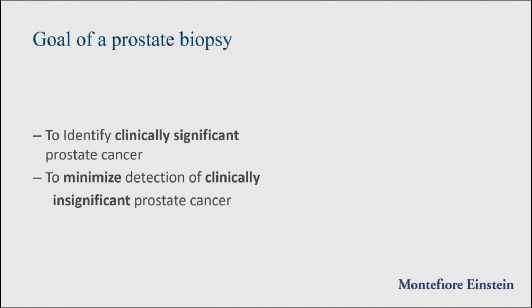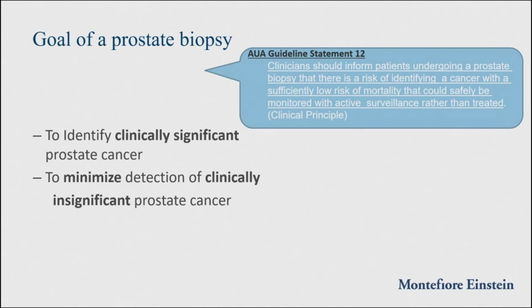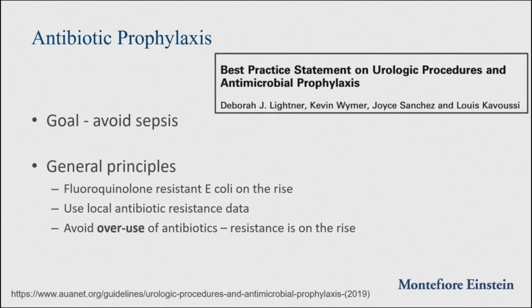What are the goals of a prostate biopsy? Well, the goals are the same as we've been hearing this course: to identify clinically significant prostate cancer and to minimize detection of clinically insignificant prostate cancer. So statement 12: clinicians should inform patients undergoing a prostate biopsy that there is a risk of identifying a cancer with a sufficiently low risk of mortality, not speaking about morbidity, that could safely be monitored with active surveillance rather than treated. So I'm going to review a little bit about prostate biopsy preparation and antibiotic prophylaxis.